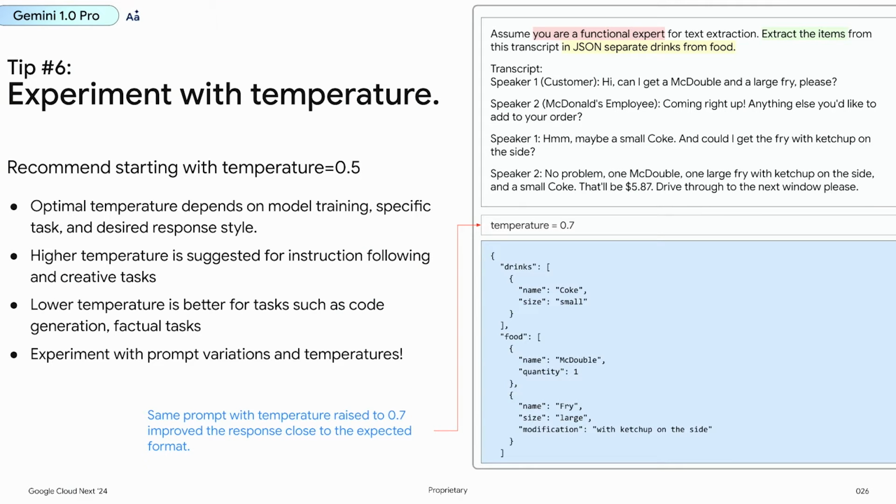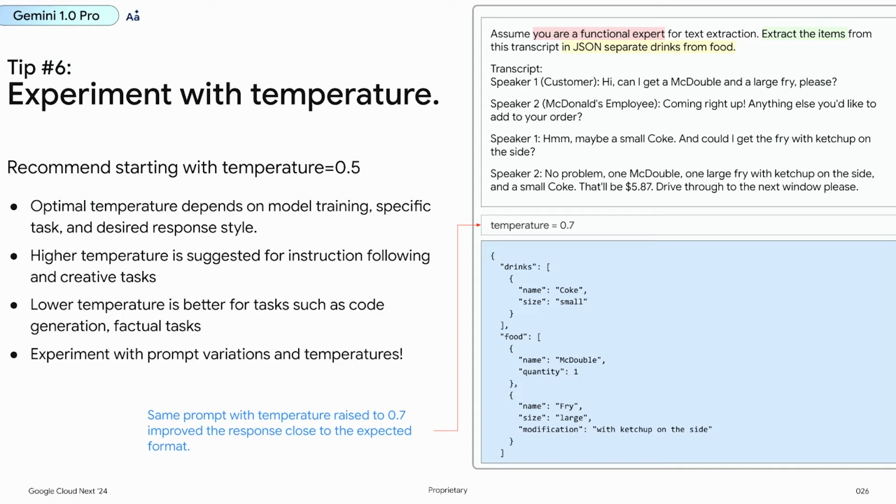All right, tip number 6 is to experiment with temperature settings. Temperature helps to tune the degree of randomness and control how creative or conservative you want the model to respond. The optimal temperature depends on how the model was trained on the specific task and also what the desired response style is that you want. It's recommended to set a higher temperature for creative tasks or instruction following, and a lower temperature for your code generation or factual tasks.